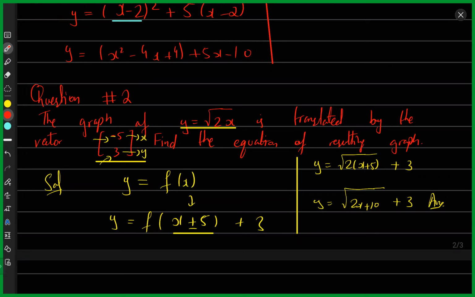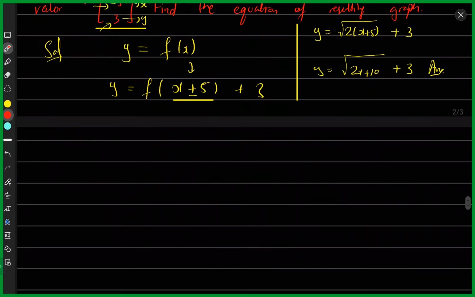Then we have the next type of transformation, and that is reflection. This is the 6th unit of the chapter. All right. It's 2.6.